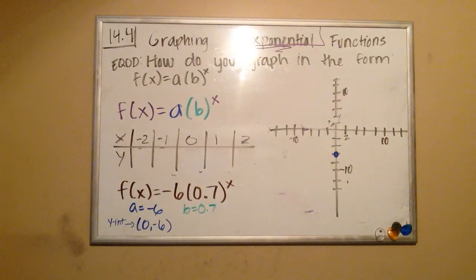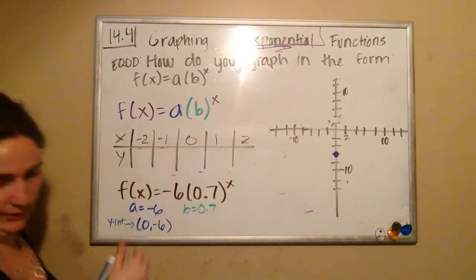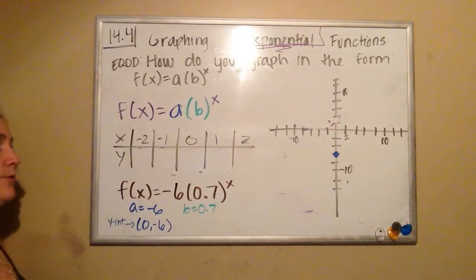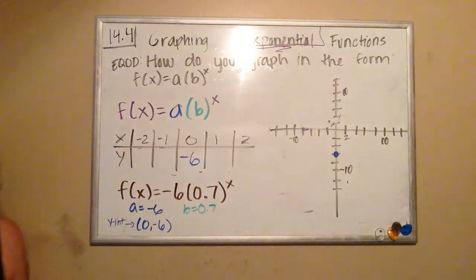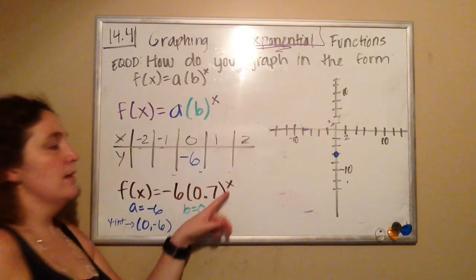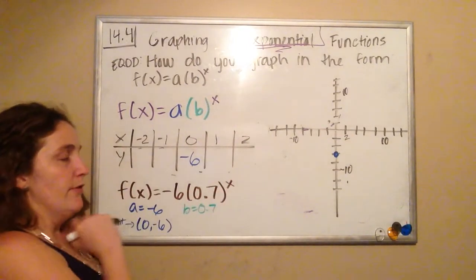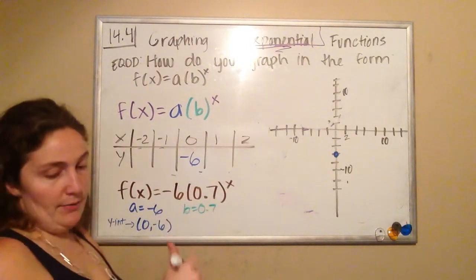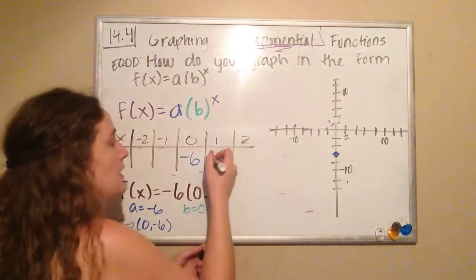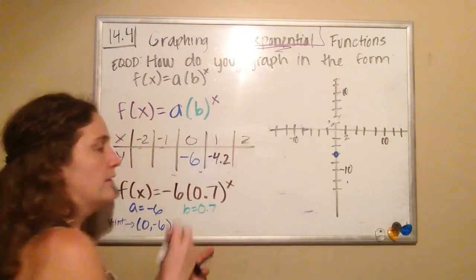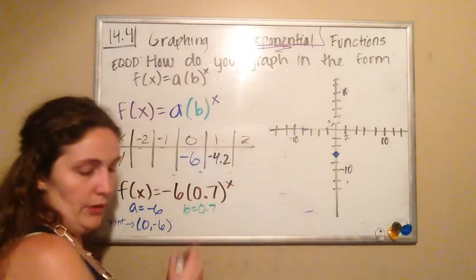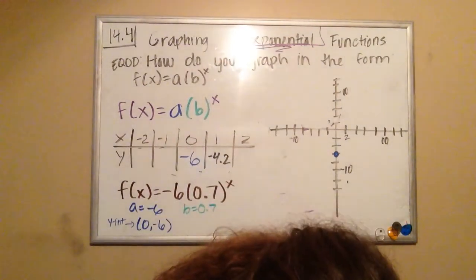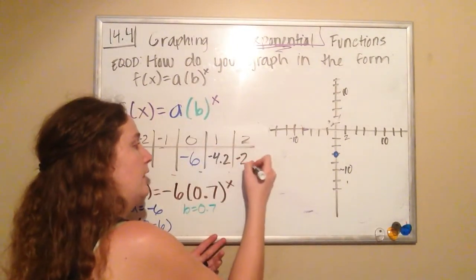Alright, now let's try to figure out the rest of our coordinate points. So here's our chart, -2, -1, 0, 1, 2. Okay, we know what our y-intercept is, it's -6, and we're trying to find things around it. If I were to plug a 1 in right here, 0.7 to the first power is 0.7, times -6 is -4.2. If I were to plug a 2 into this x, 0.7 to the 2 times -6, I get -2.9.